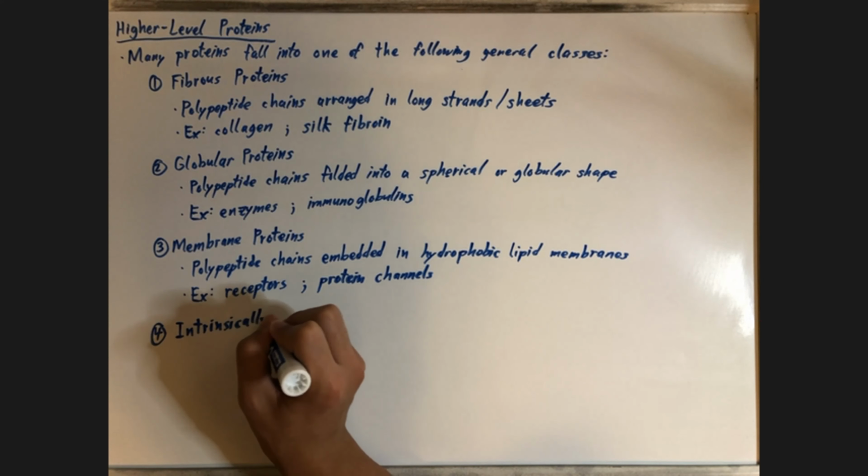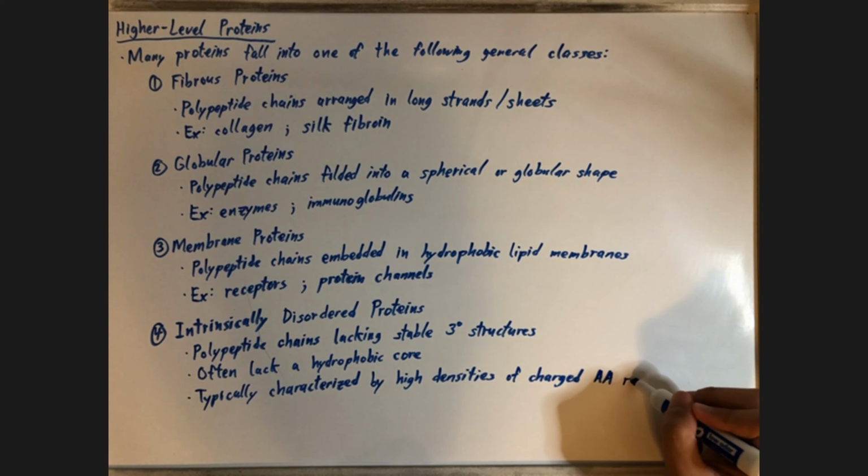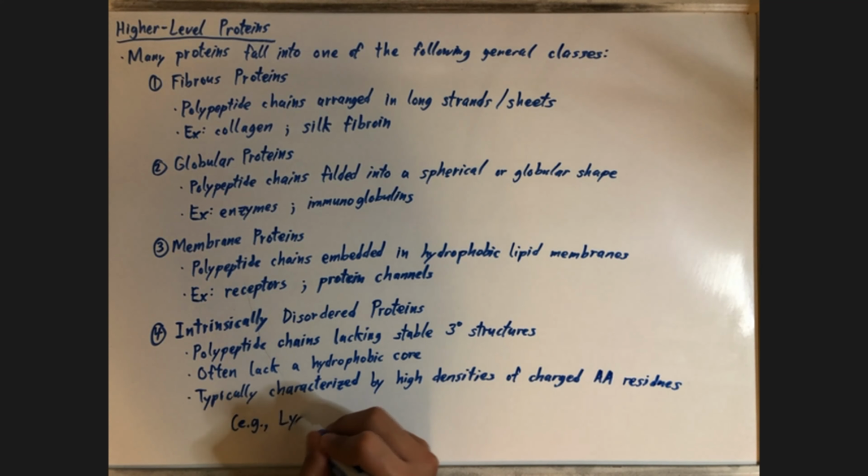And then lastly, we have intrinsically disordered proteins. And these are polypeptide chains that lack stable tertiary structures. And this is due to the fact that these proteins often lack a hydrophobic core. And they are also typically characterized by high densities of charged amino acid residues, such as lysine, arginine, and glutamate. It's also worth noting that all of these classes are structurally distinct from one another.